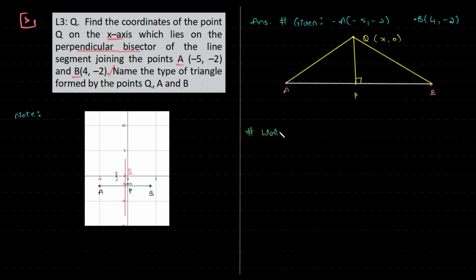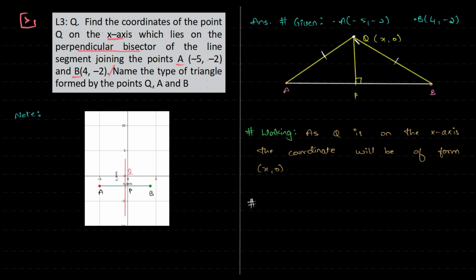Now on to the working. So what are we looking at? We are looking at point Q. As Q is on the x-axis, the coordinate will be of the form (x, 0). That is one thing that we can tell. Next, we have to talk about what concept we are using. We are basically using the distance formula.